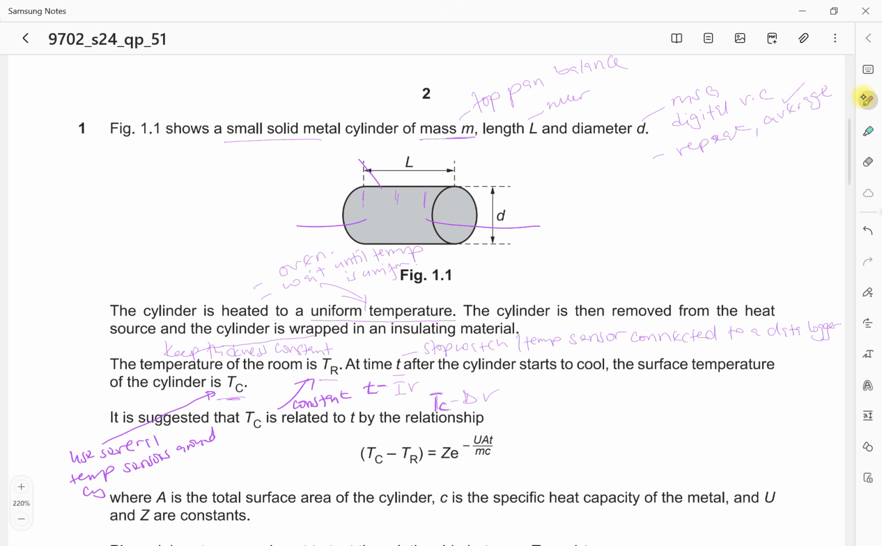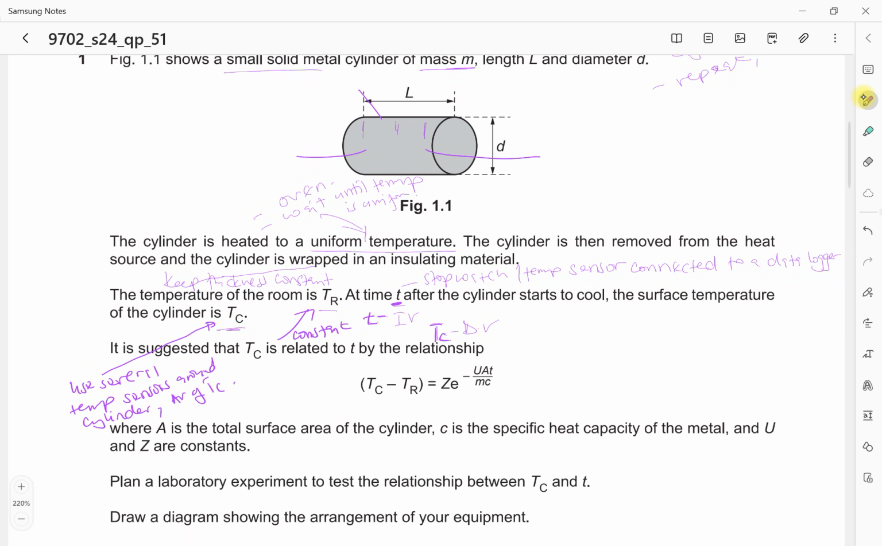This is just a skeleton, it is not the essay. I'm just trying to highlight what I'll be thinking about when I'm writing the essay. So I'll use several temperature sensors around the cylinder and then obtain the average. Then I obtain the average of Tc every time for every value of small t. Okay, so I think I've exhausted the skeleton of the measurements which I'm going to take and the constants I'm going to keep, and I've identified the independent and dependent variable.